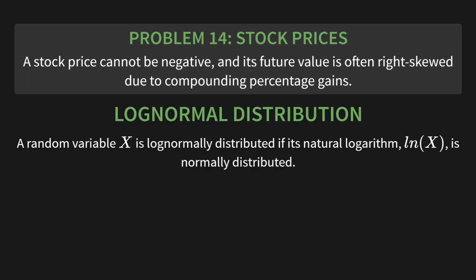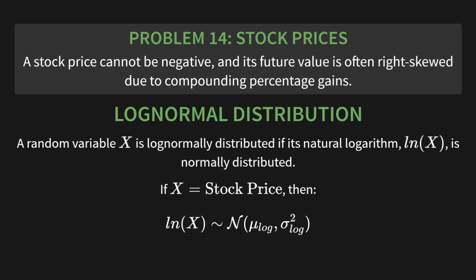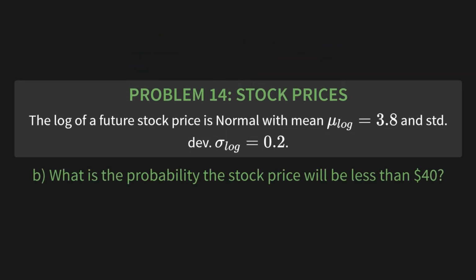A random variable x is log-normally distributed if its natural logarithm, ln of x, is normally distributed. So, if x is our stock price, then the natural log of x follows a normal distribution. Okay, let's apply this. Part B. The log of a future stock price is normal with a mean of 3.8 and a standard deviation of 0.2. What's the probability the actual stock price will be less than $40?